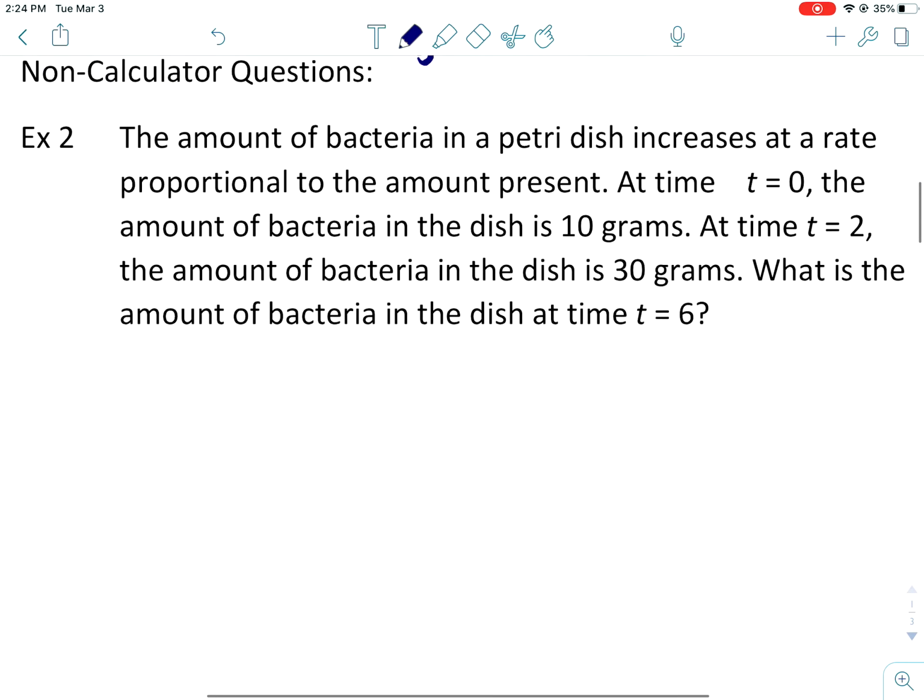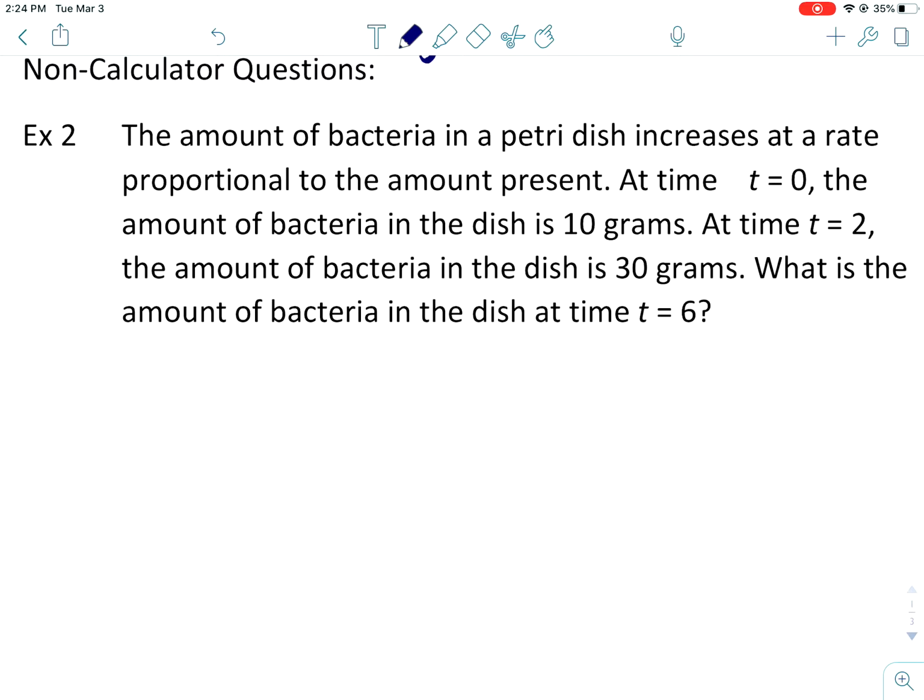So for the next one, that's the only one we're using the calculator on. And then on your assignment, the first one is a calculator and all the rest are non-calculator. So for example 2, the amount of bacteria in a petri dish increases at a rate proportional to the amount present. At time t equals 0, the amount of bacteria in the dish is 10 grams. At time t equals 2, the amount is 30 grams. What is the amount of bacteria in the dish at time t equals 6?